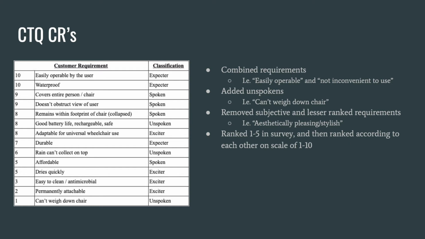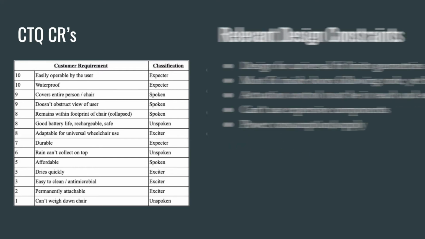So by ranking 1 to 5 in the survey, we were able to see what our customers would want to see, and then according to each requirement, compared to each other, we were able to rank how important they were on a scale from 1 to 10, 10 being the most important.